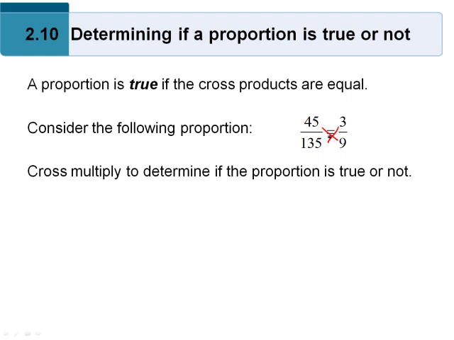Okay, so I'm going to be lazy and use my calculator. 45 times 9 is 405. And then 3 times 135 is also 405. So that proportion is true because when you cross multiply, the cross products come out to be equal.